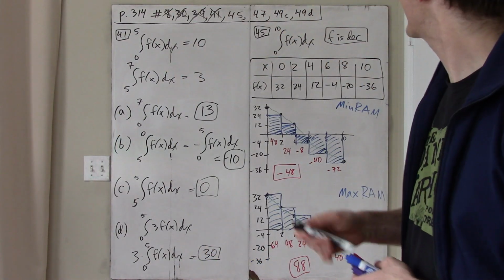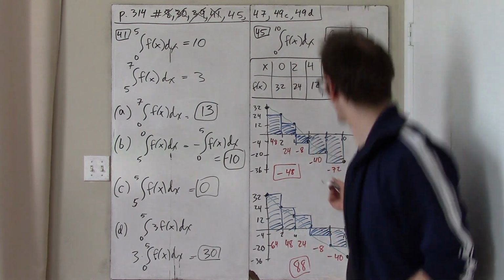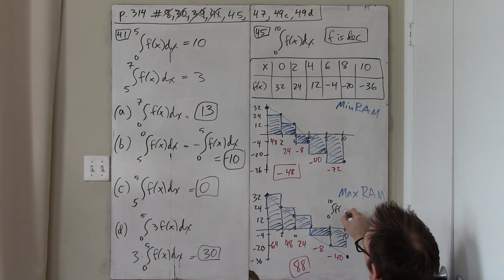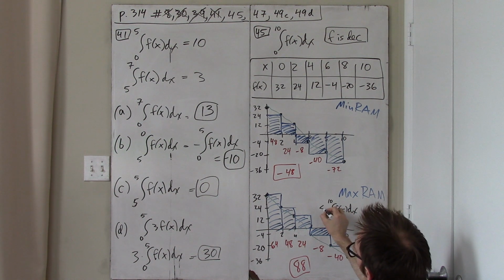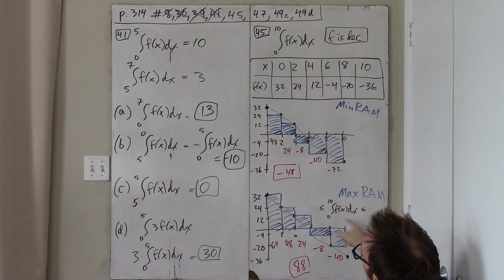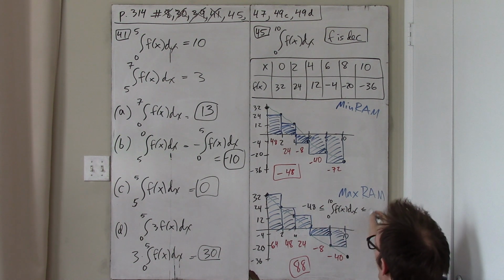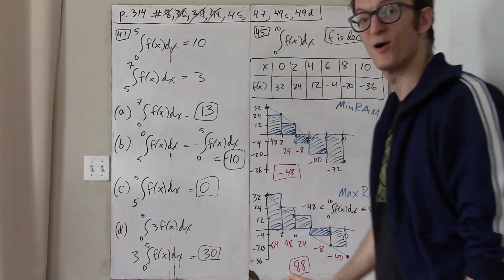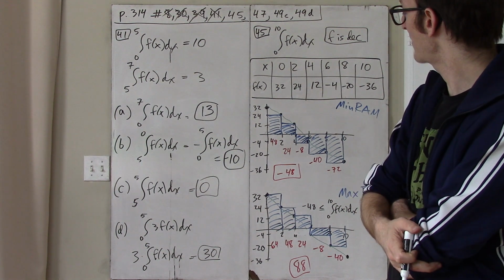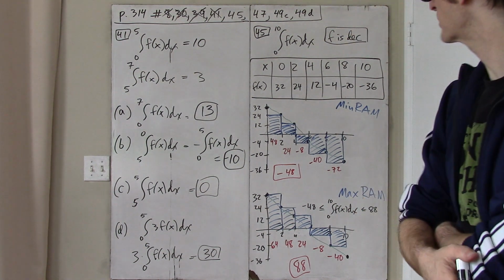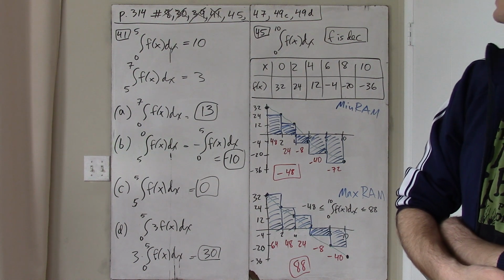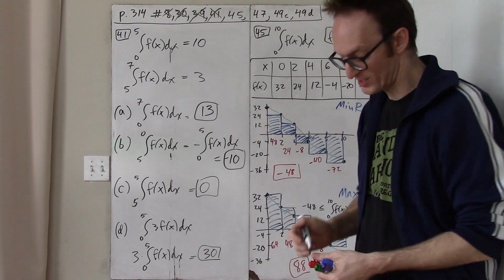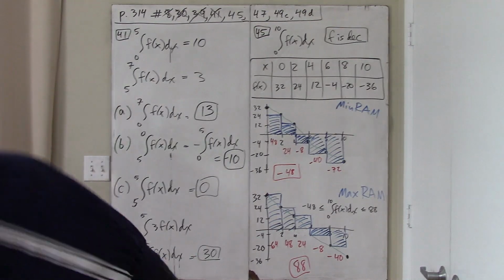What that means is that from all of this data alone, all I can say for sure is that the integral from 0 to 10 of f must lie somewhere between, and this range is comical, -48 and 88. That reveals how little I know when I only sample the velocity every 2 seconds like that. But I think this is a good example of the principle that whether the function is increasing or decreasing determines whether LRAM and RRAM are underestimates or overestimates, and the principle of max RAM and min RAM.